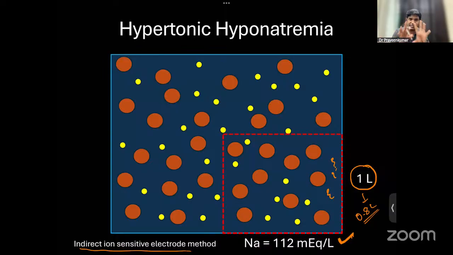They'll just consider this box and see how much sodium is in the box and give you a result. Now in the old methods, this box will be considered as having 1 liter of water, and in that 1 liter, 112 sodium is there. That is what the older methods used to give.